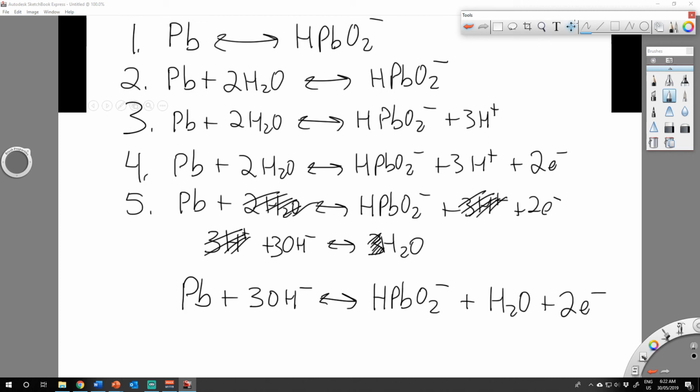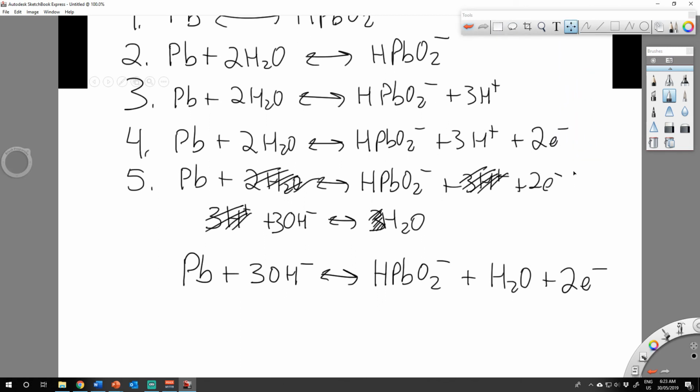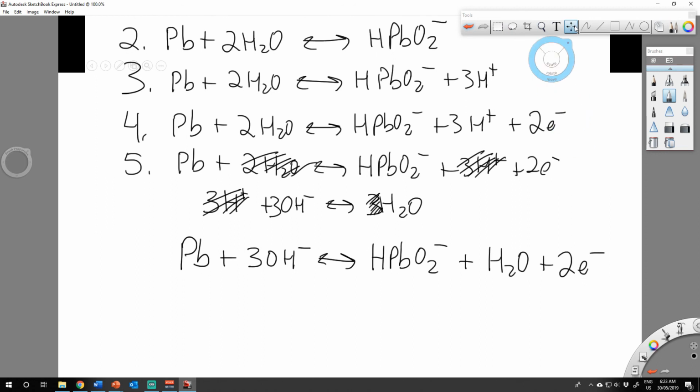Balancing half reactions is one of the methods for balancing a full and complete redox equation. So you will need to know how to do this before we can move on to balancing full reactions. Because this is only half a reaction.